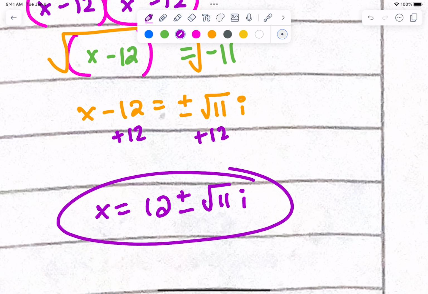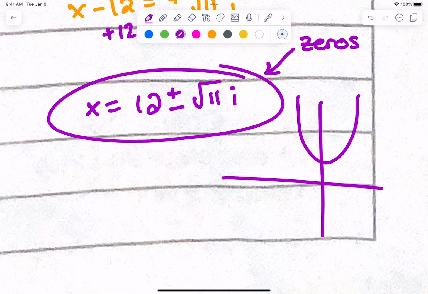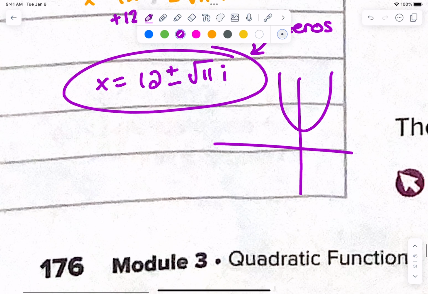Now, hold on. What did we just find? What does this tell me? They don't touch where the zeros are. The zeros are imaginary, so that means it's not going to touch. It's going to be something like this. You didn't need to graph it or anything, but I'm just telling you that's why we get i as an answer, because it's not going to come out nicely.